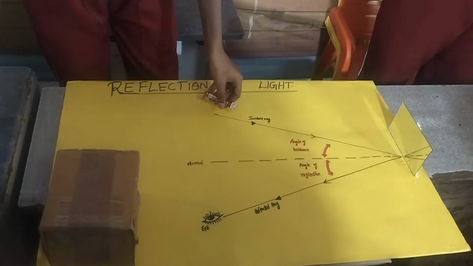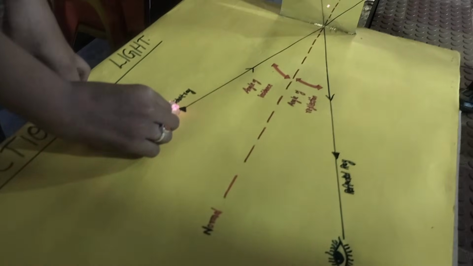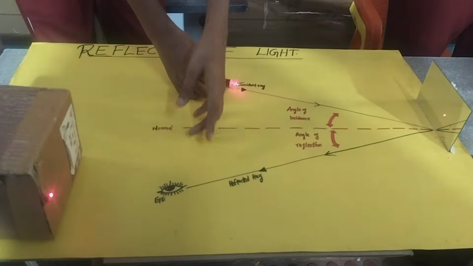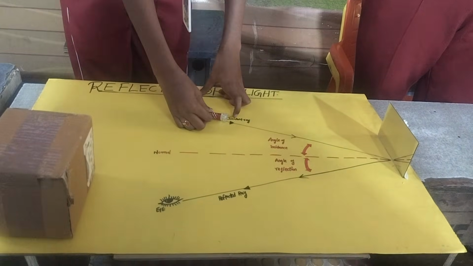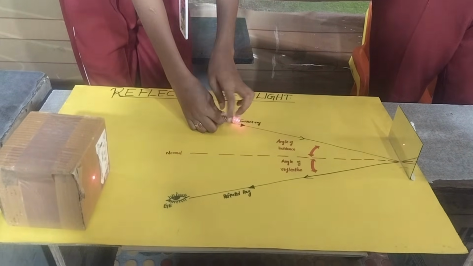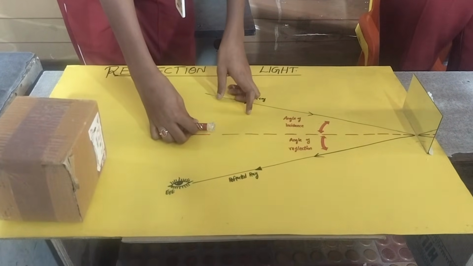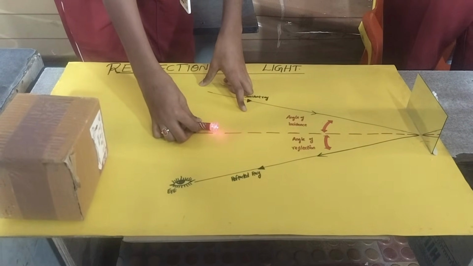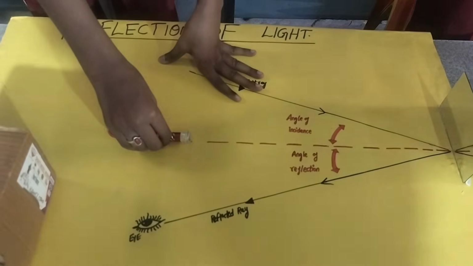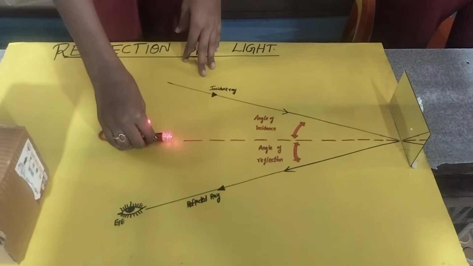This is the incident ray. When the light falls on a mirror, it throws back a reflected ray. The angle between the incident ray and the normal is the angle of incidence. The angle between the normal and the reflected ray is the angle of reflection. The normal is perpendicular to the mirror, 90 degrees, and the light is thrown backwards.